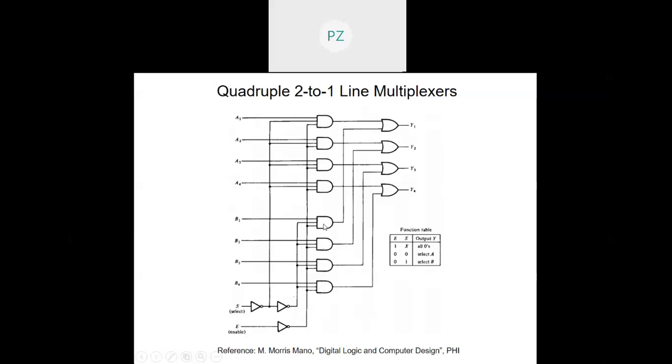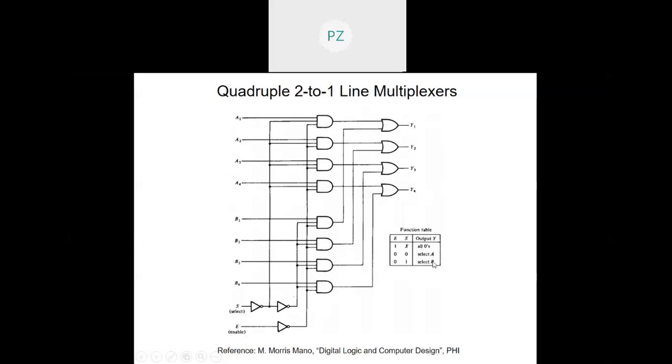So I'll get B1 here, B2 here, B3 here, B4 here. Correspondingly, Y1 will be B1 plus 0, Y2 will be B2 plus 0, Y3 will be B3 plus 0, and Y4 will be B4 plus 0. So I'll get all B's at the output.